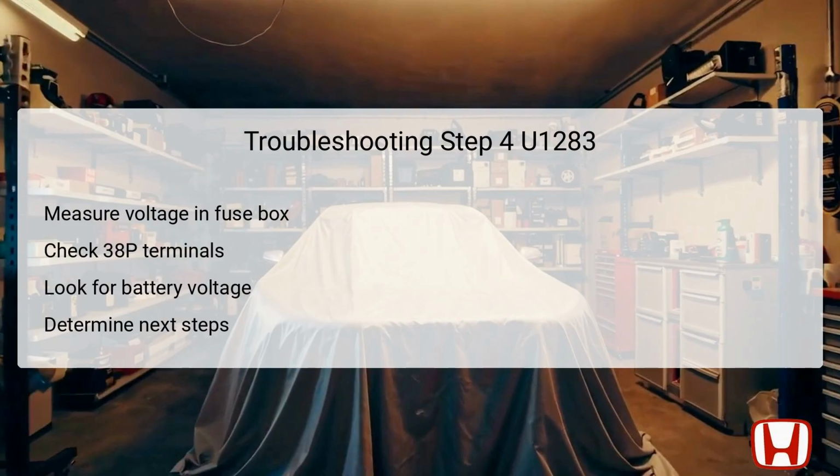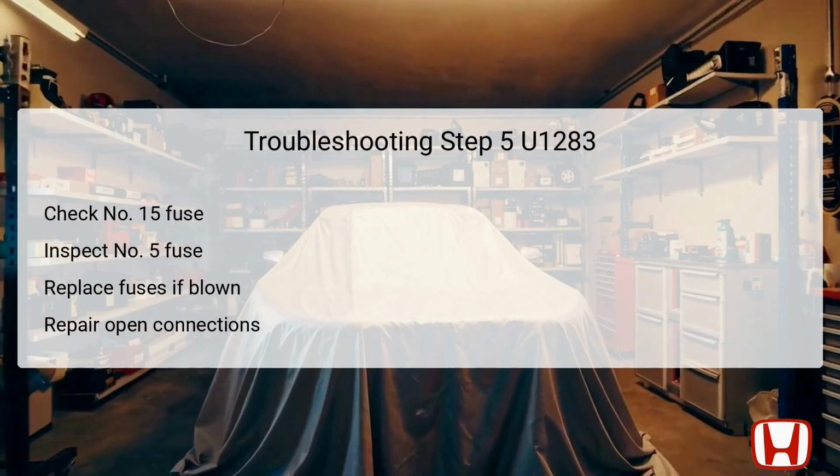However, if battery voltage is not present, you will need to address the issues in earlier steps, potentially involving checking connections or other components that may be affecting the electrical supply to the fuse box. At this stage, you will examine the number 15 10A fuse in the underhood fuse relay box and the number 5 7.5A fuse located in the driver's under-dash fuse relay box.